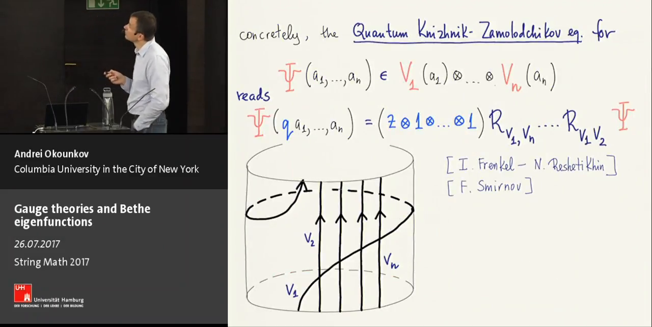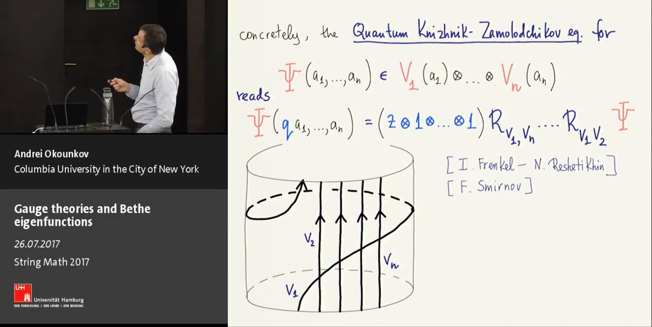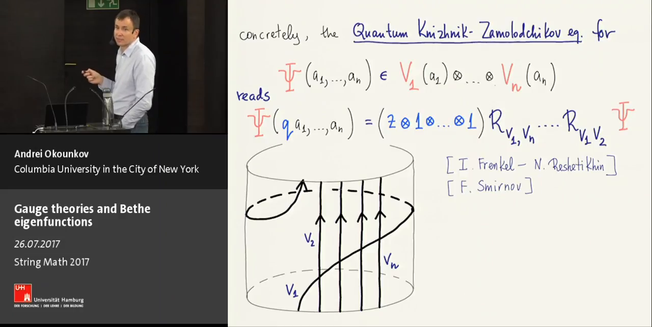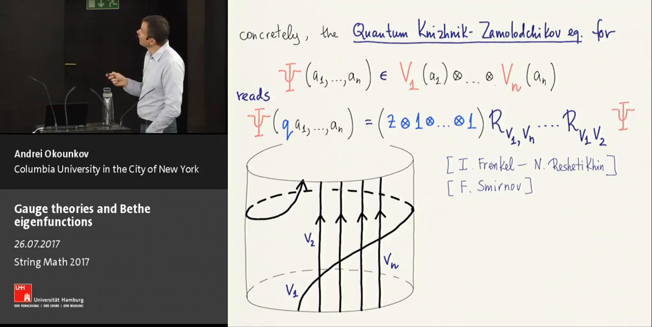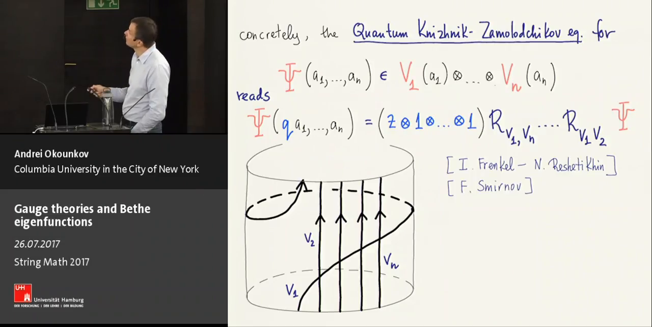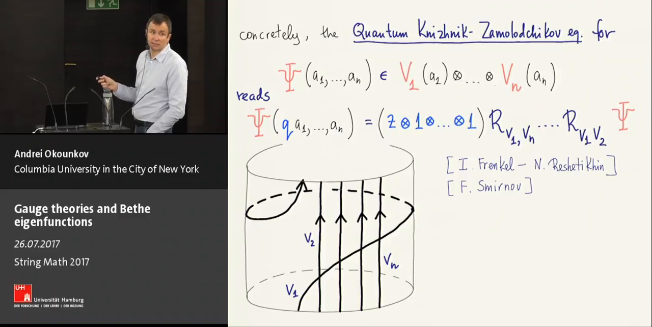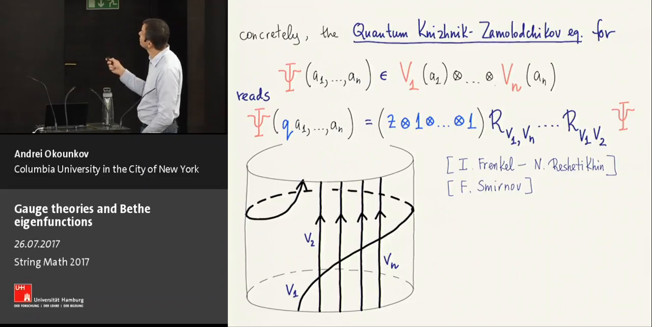Concretely, we want to look at what's called the quantum Knizhnik-Zamolodchikov equation. This is an equation for an unknown function psi of arguments A1 through An. It takes value in this tensor product, a vector space isomorphic to the tensor product of V1 through Vn, and the Ai are just labels that remind us what the R matrices are. The equation reads that if I want to shift my first variable by Q, I imagine I'm on the cylinder, I have my first strand carrying the label V1. I take this strand all the way around the cylinder. In the process, I have to braid V1 with V2 and so forth, V1 with Vn. Then as I come around, I also get to act by Z like we acted in this Baxter situation. And then this combination should give me psi back.